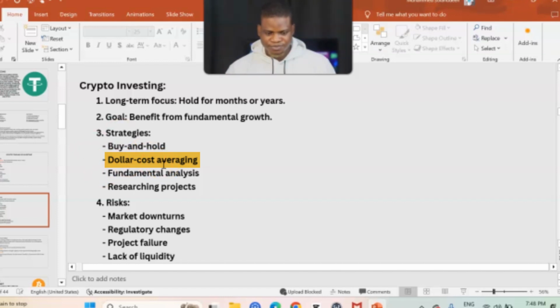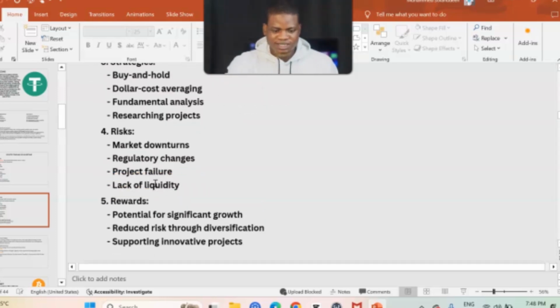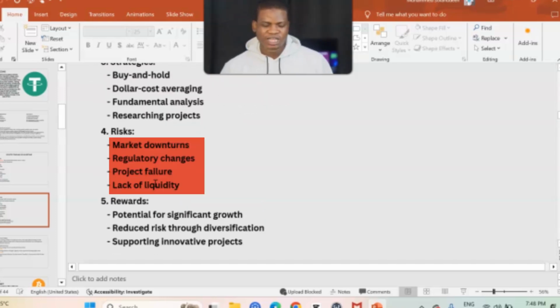Now, dollar cost averaging, fundamental analysis. We'll talk about fundamental analysis also later in the video. Fundamental analysis is basically how you can analyze cryptos to know which one is worth your money, which one is going to go up in price, and which one is not a reasonable investment, right? And also researching projects. Also the risks with investing: market downturns. Sometimes we have the bull market and we have the bear market, right? We'll talk about that later too. Sometimes regulatory changes happen in the crypto market, and sometimes some projects fail, right? And lack of liquidity also.